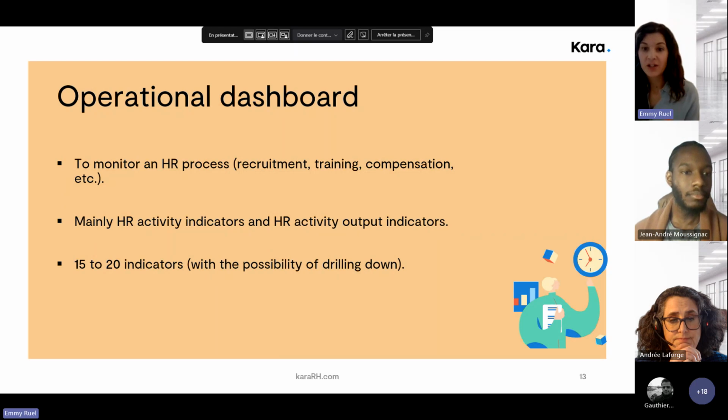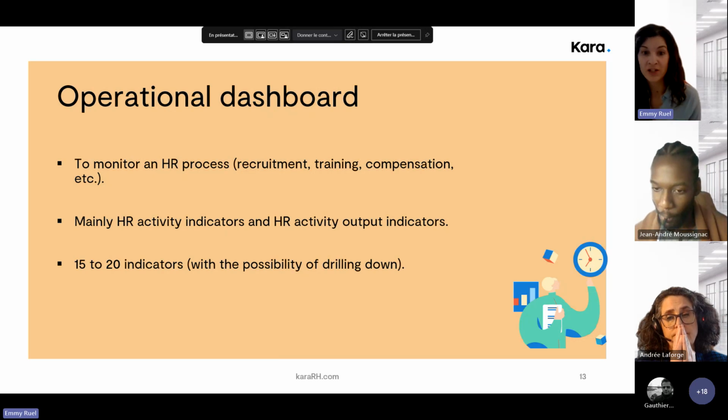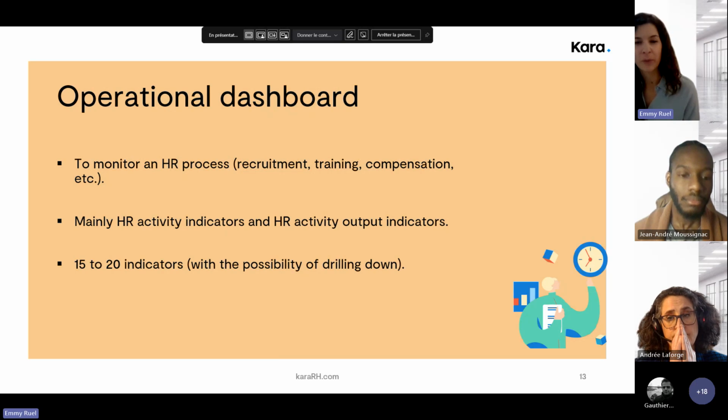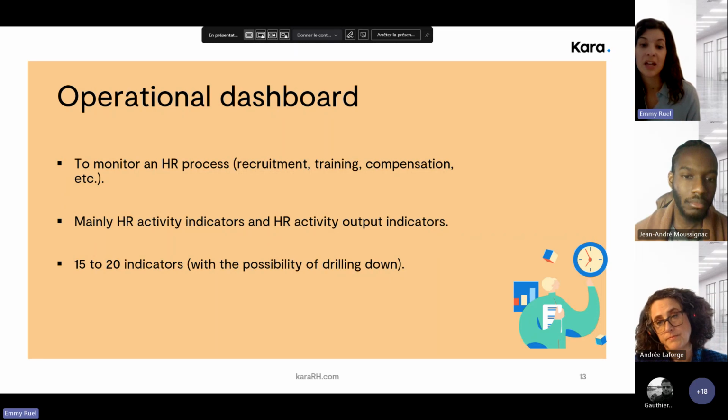Each operational dashboard contains between 15 and 20 performance indicators with the possibility of drilling down in the information, okay? And they also contain two types of metrics. You have the HR activity indicators to help you measure the HR department's consumption of resources in terms of time and money, okay? So here's an example: the number of training hours per employee. And you also have the HR activity output indicators to measure the results of your HR activities. For example, the number of positions filled by your team. That's a good one.